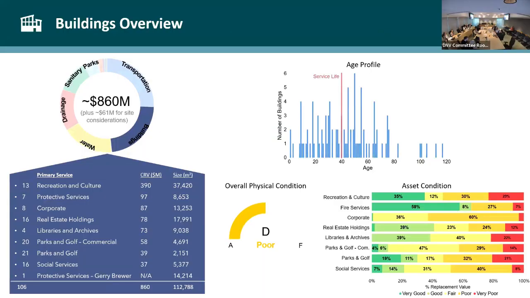Next, we'll move on to our buildings asset category. So as a brief overview, we own 105 buildings within the district. Becky and I will see that there's 106 there. That's because we have a co-ownership on the Jerry Brewer building, which is within the city of North Vancouver. And collectively, those 100 or so buildings also come close to $900 million.